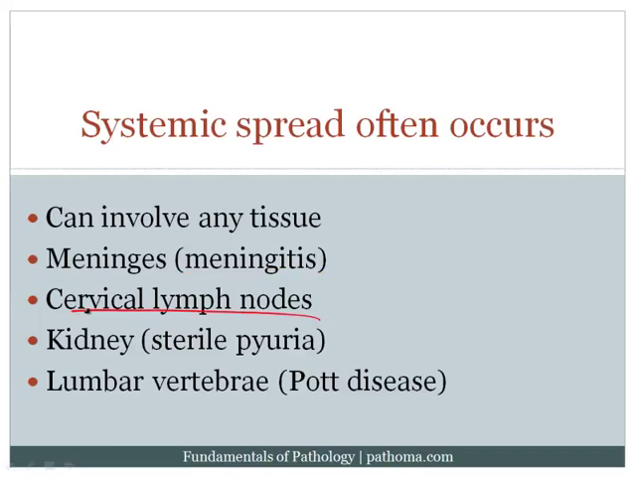It can also involve the cervical lymph nodes. The most common organ to be involved is the kidney, and when it involves the kidney, it often produces a sterile pyuria. And finally, when it goes to the bone, we call that Pott disease, in particular when it involves the lumbar vertebral bodies. And so these are some of the key sites of spread outside of the lung. And that concludes our discussion of pulmonary infection.